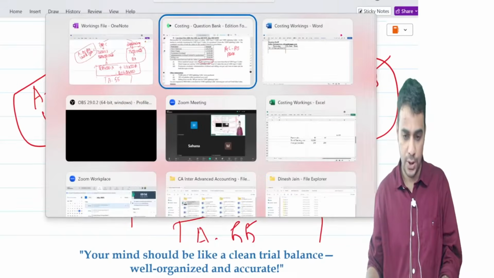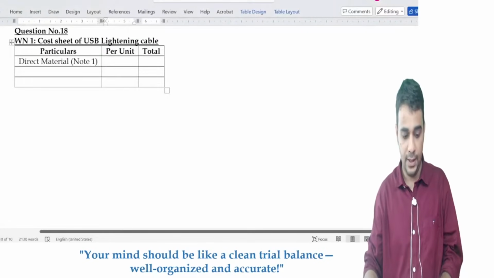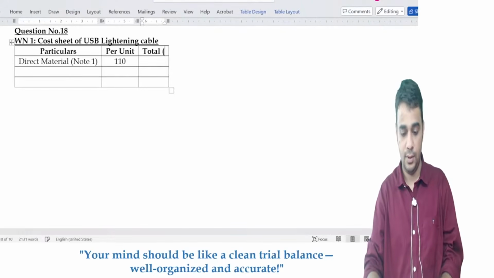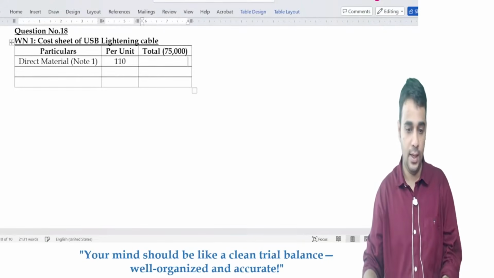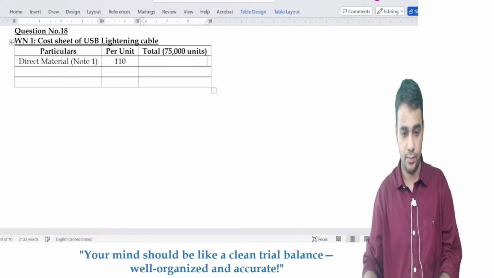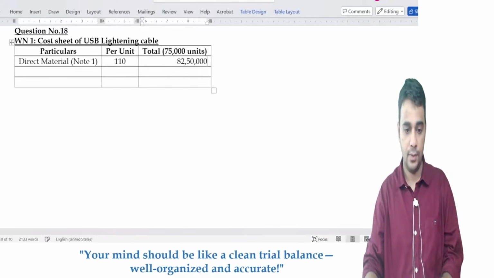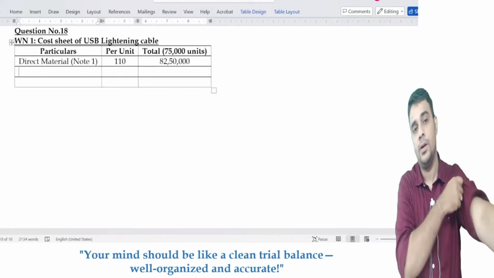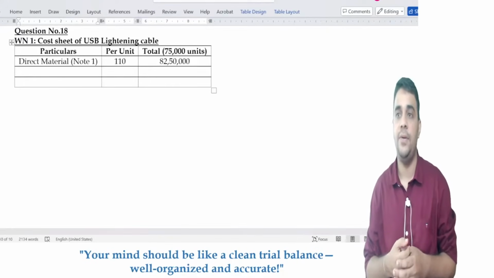Let's go back to the cost sheet. Direct material cost 110. 110 into 75,000 is 82 lakh 50,000.